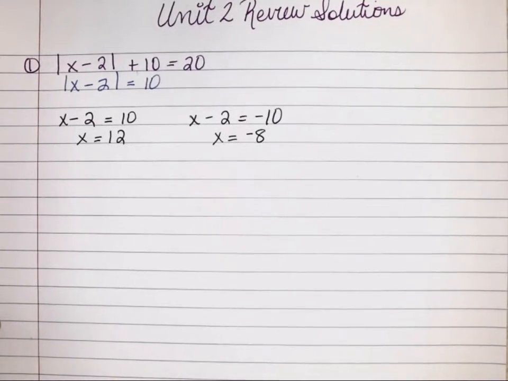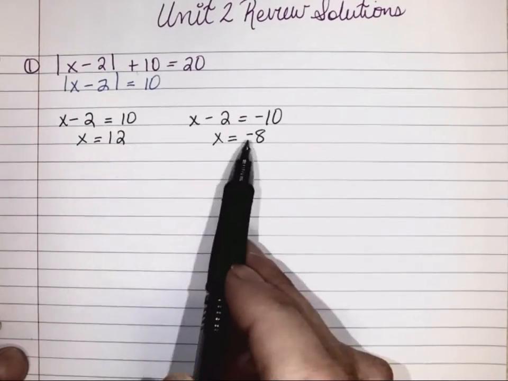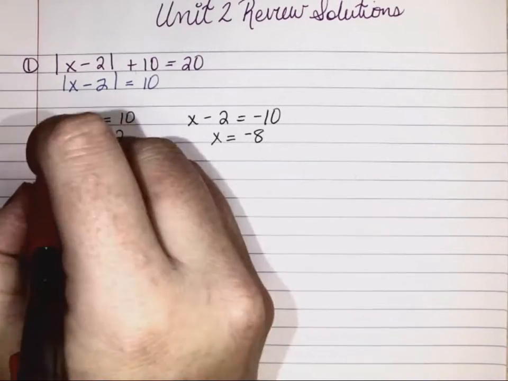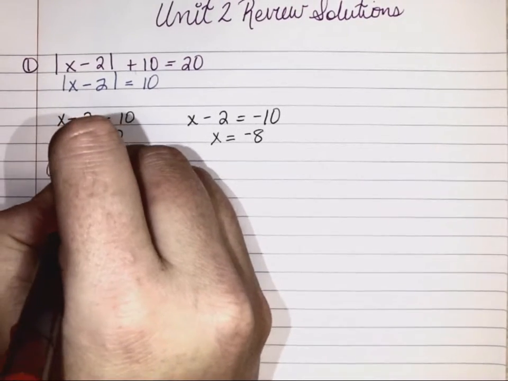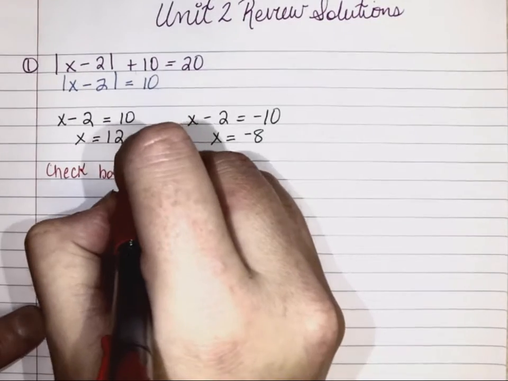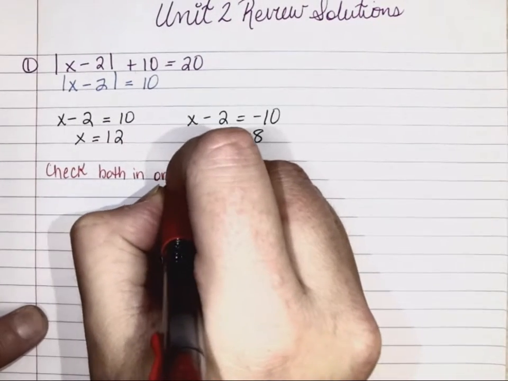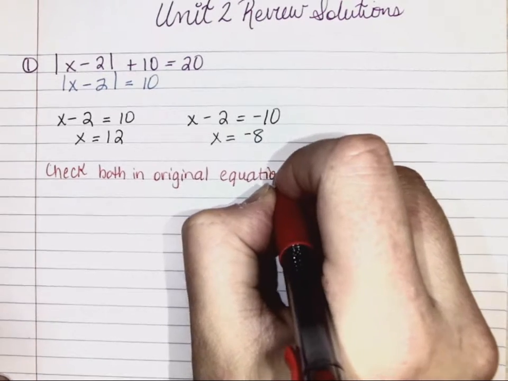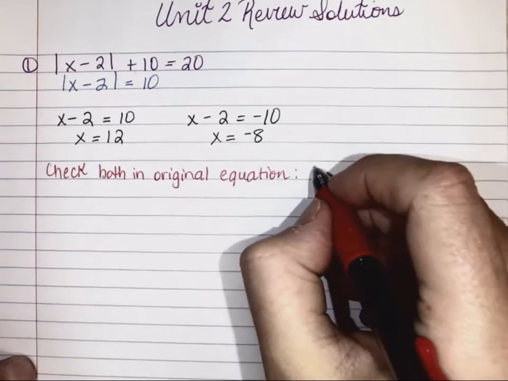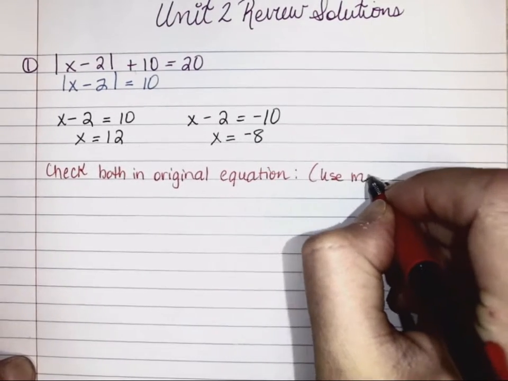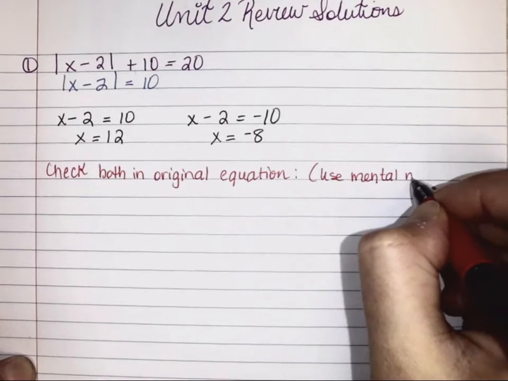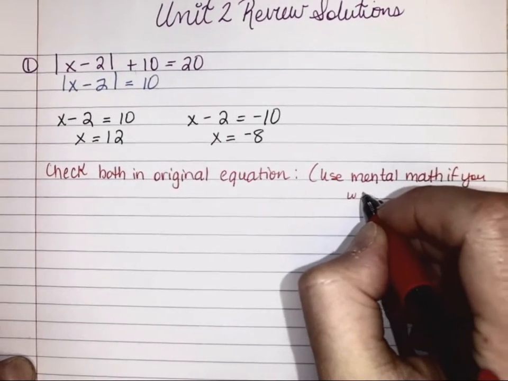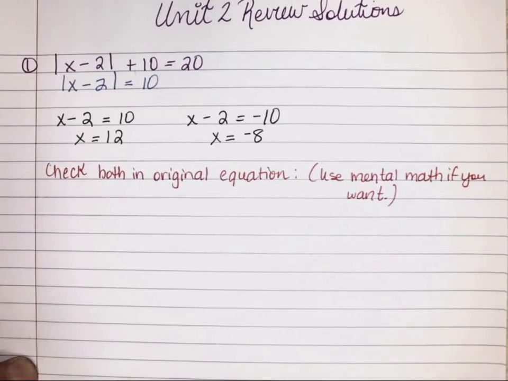Then you have to check both of these answers in your original equation. You can use mental math if you prefer or if you want to. You don't have to show me that part.